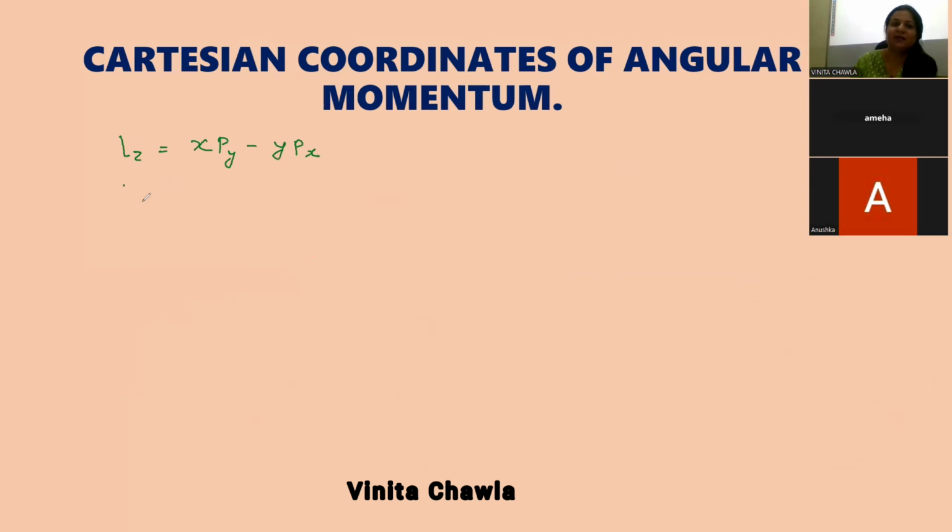Similarly, we can write for x axis. What should I write here? y pz minus, बोलो, z py. बोलने से आपको आधा वैसे ही लर्न हो जाएगा. Angular momentum along y axis is z px minus x pz.